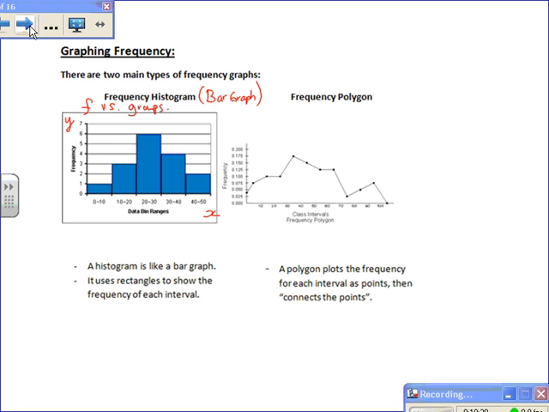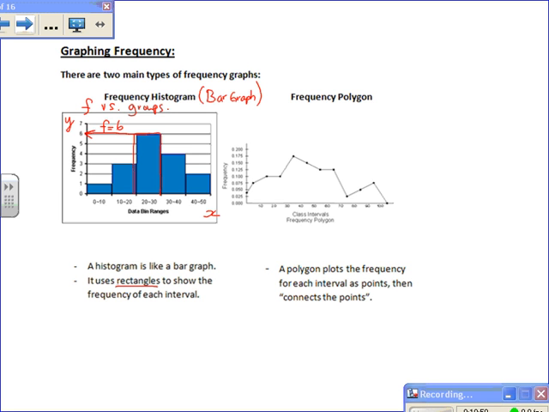A bar graph uses rectangles to show the frequency of each interval. So for example here, if I look at this interval right here, from 20 to 30, in this case it says data bin, but again, this could be marks, like how many people scored between 20 to 30 on a test. Okay, I would come over here and I can see that the frequency is equal to 6.